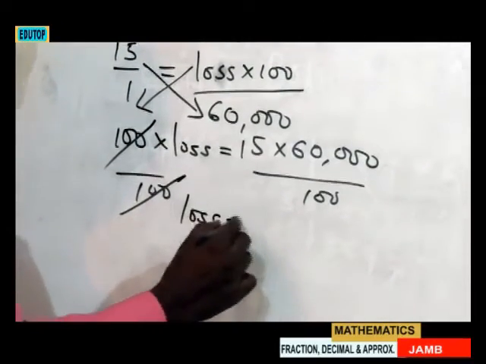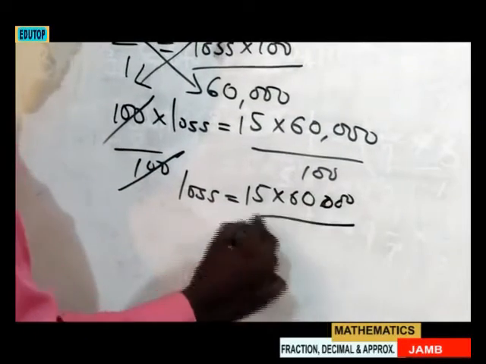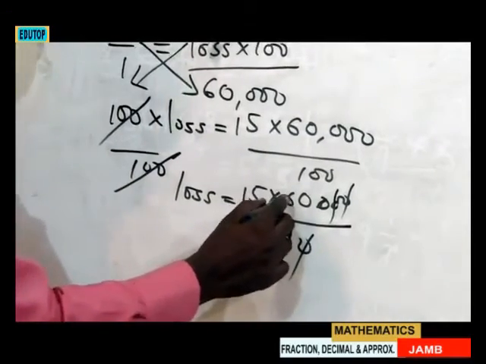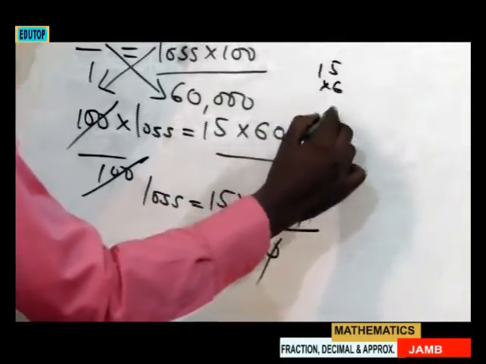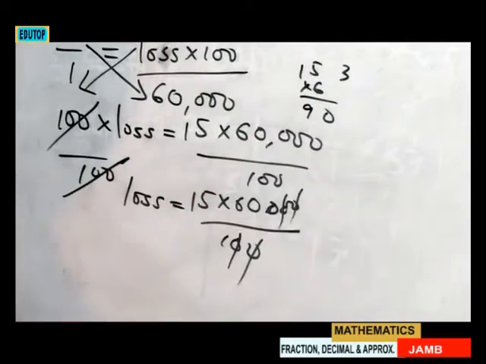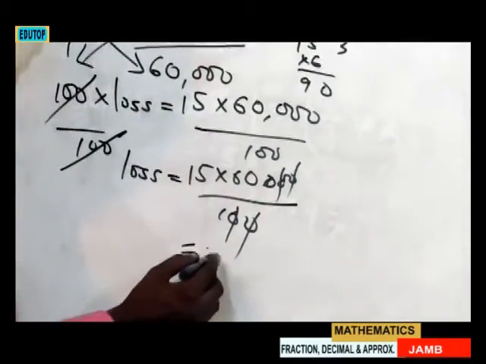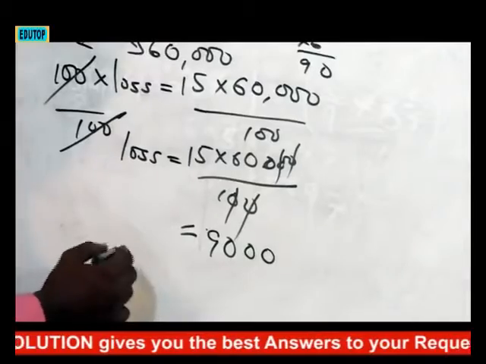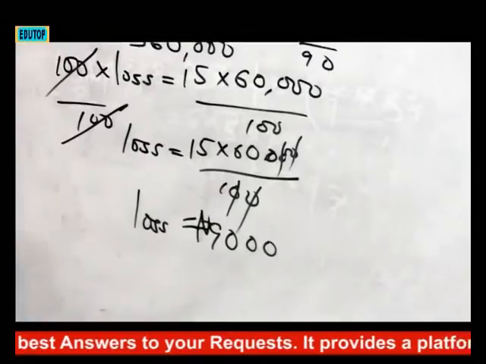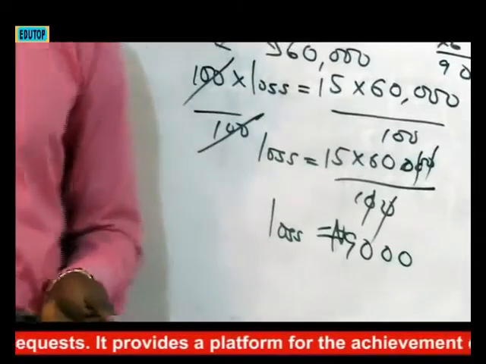Then we have loss equals 15 times 60,000 divided by 100. This 0 can cancel this 0, and this 0 can cancel this 0. Then we have 15 times 6. So that will be 0, 3, 9. This times this is 90. Then we have 0, 0. So automatically that means our loss will be 9,000 naira. Is the question asking us for the loss? No. The question asks us to calculate the selling price.